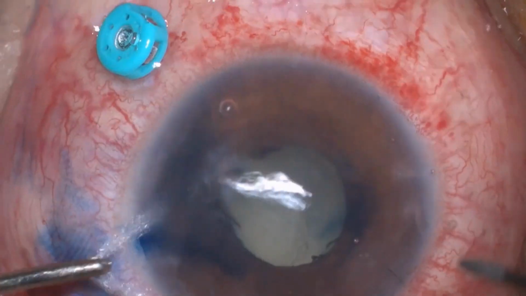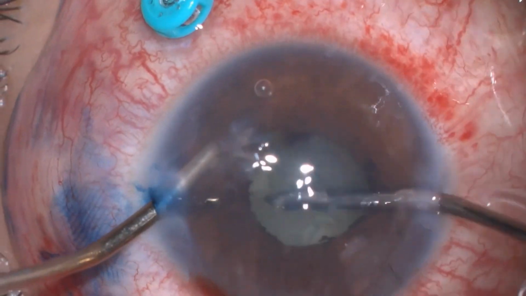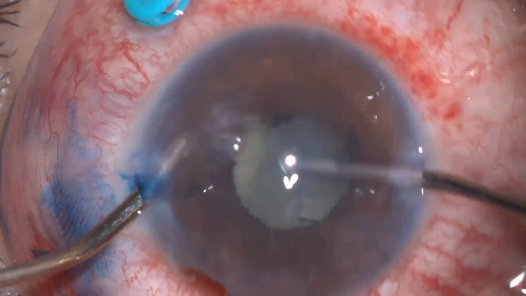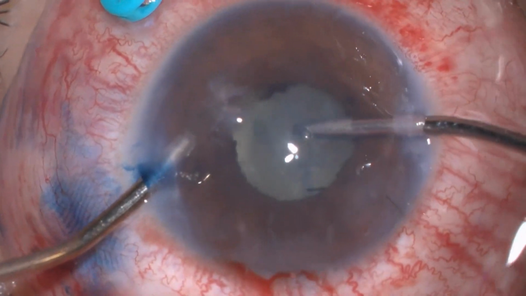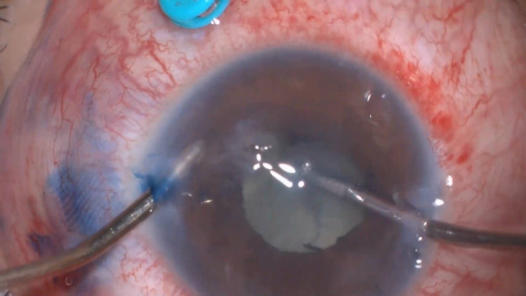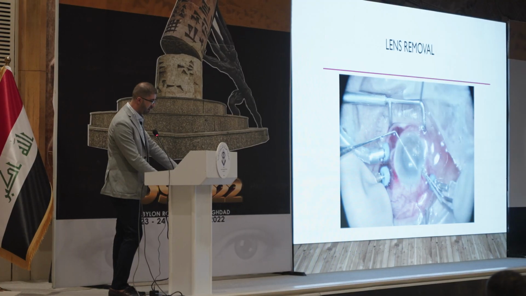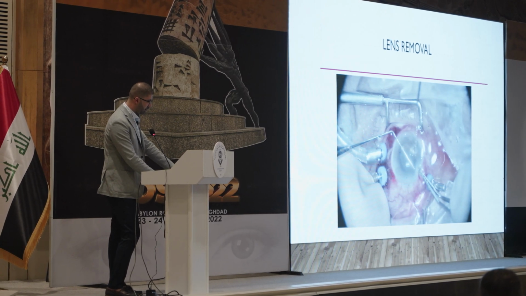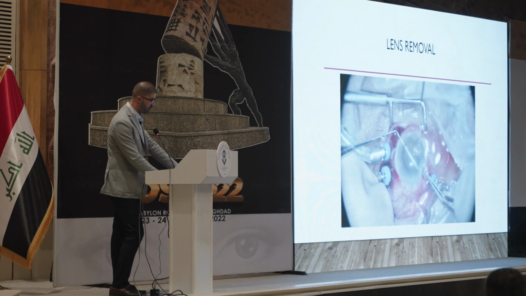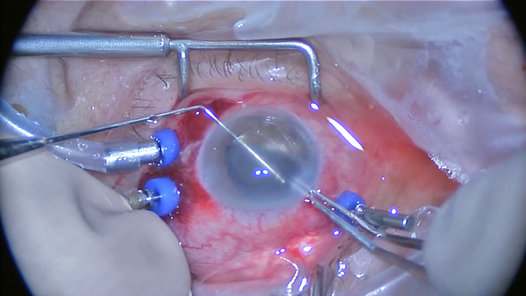After doing anterior capsulorhexis, we are removing the lens with irrigation and aspiration. We are not using phaco because it is a very young patient. It could be done this way. Another one, we can also remove the IOL if the case is postoperative endophthalmitis. We can remove the IOL.